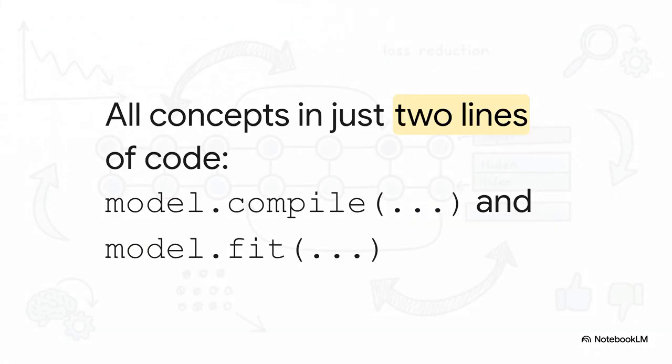And what's amazing is that this entire complex process we've just walked through is all controlled by just two simple lines of code. That first line, compile, that's where you set the rules of the game. You define the loss function, the optimizer, and the human-friendly metrics. Then that second line, fit, that's what kicks the whole learning loop into gear, telling the model what data to study and for how long. It's an incredibly powerful summary of everything.